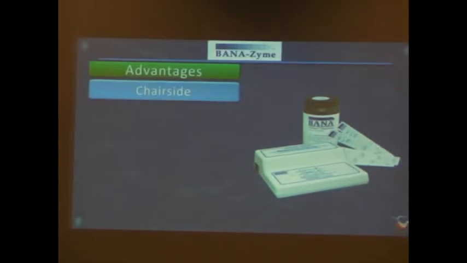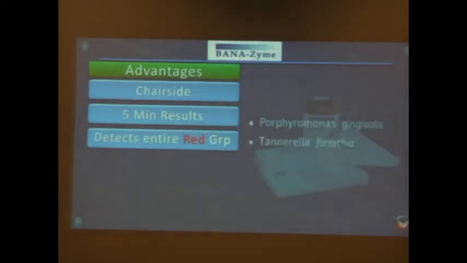Its advantages, it can be done chairside. The whole gizmo is about this big, about the size of two cigarette packs. As I said, 5 minute results, detects all three members of the red group. Mind you, it can't distinguish between them. It can't tell you which one of the red group or which members of the red group are there. It can only tell you that it's positive for at least one of those three species. But from a treatment point of view, it doesn't make any difference. If they're positive for any one of them, you'd still go ahead and treat.